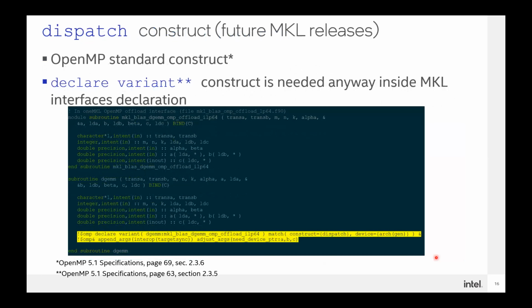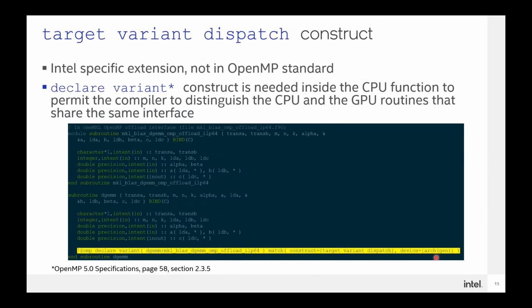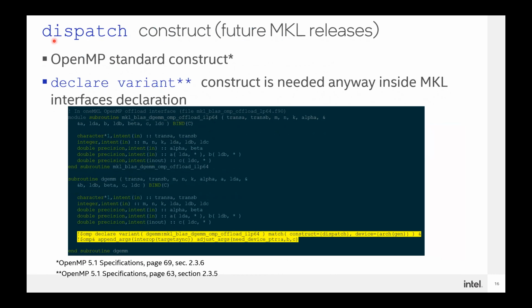In future MKL releases, the dispatch construct will be introduced. So dispatch is the OpenMP standardization of the target variant dispatch. Instead of putting OMP target variant dispatch and then the function call to the MKL function, you need just to use OMP dispatch. This is, as I said, a standard that's been introduced in OpenMP 5.1. Anyway, inside the MKL interfaces, you will always see the declare variant, because this is the only way to make the compiler able to distinguish between this function and its GPU variant.